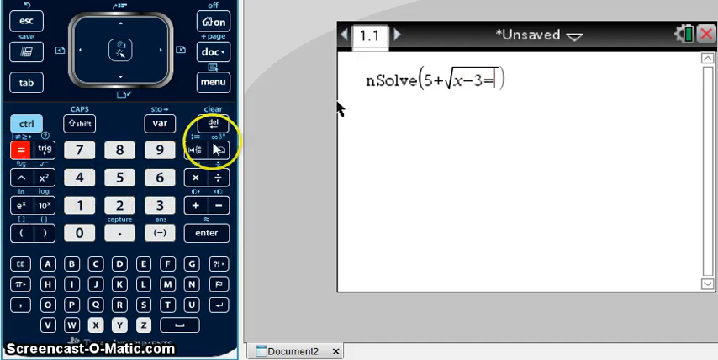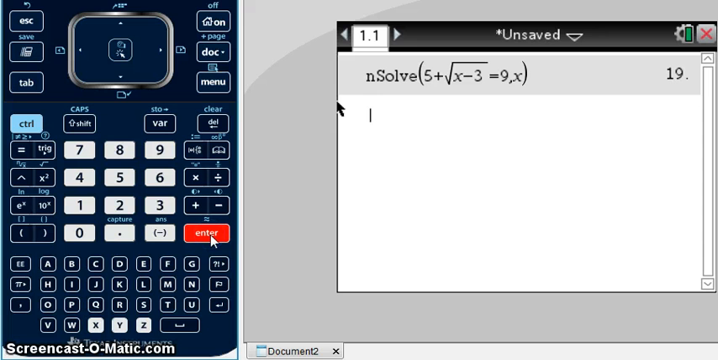equals 9. Oops. And notice I didn't press over, so I'm still under the square root. So I got to press the over key to get out of the square root. And now when I do the equals 9, I'll be okay. Now, make sure you hit comma and then x, just like what you did before, and hit enter. And so I get x equals 19.